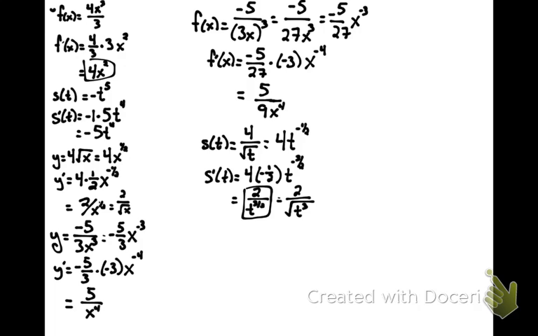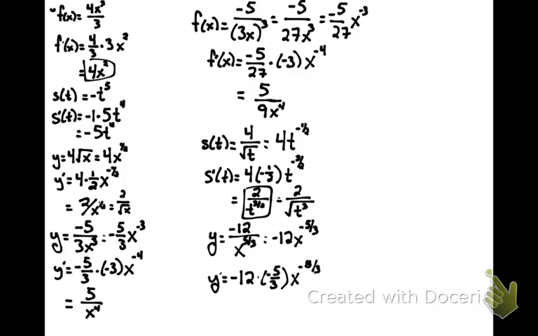Final problem, example H, y equals negative 12 times the cube root of x to the 5th. I'm going to write this as x to the 5/3 power, and that would be equivalent to negative 12x to the negative 5/3. So my constant is negative 12, which means that y prime should equal negative 12 times negative 5/3, bringing the exponent down. And when I subtract 1 from that exponent, I'll have negative 8/3. Cleaning all of this up, we end up with 20 over x to the 8/3 power, or if you prefer, 20 over the cube root of x to the 8th.